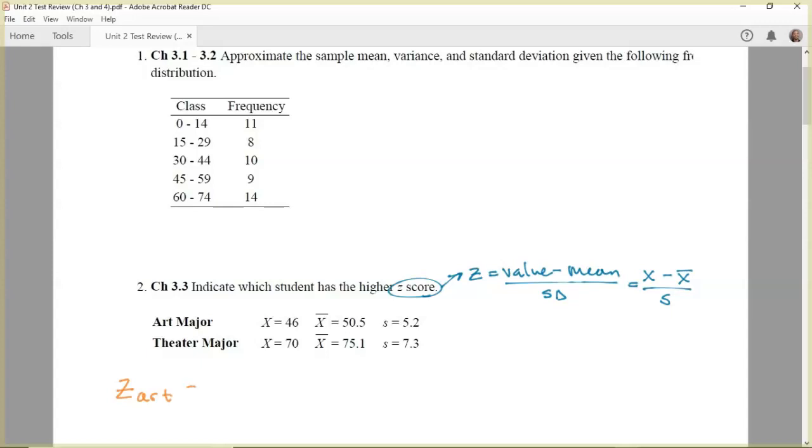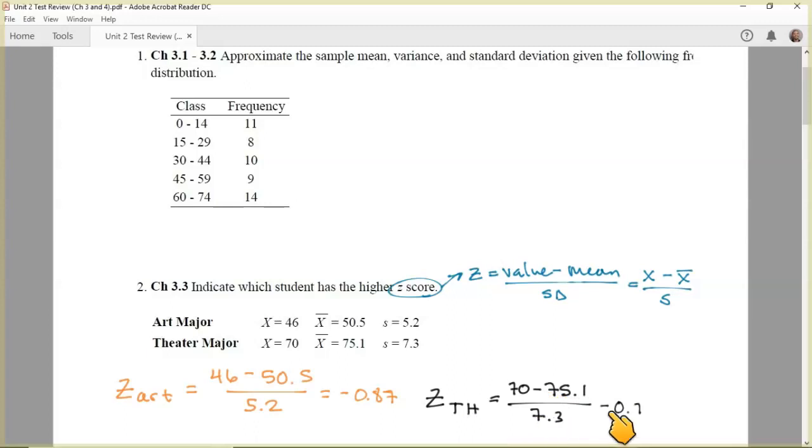So when we calculate the z-score for art, it's 46 minus 50.5 divided by 5.2. That's about negative 0.87. We look for theater, 70 minus 75.1 divided by 7.3. That's about negative 0.7. And so this is a higher relative position because it's less negative. It's closer to the average than this number is. This one is far lower. So theater would have a higher z-score relative to the art major.